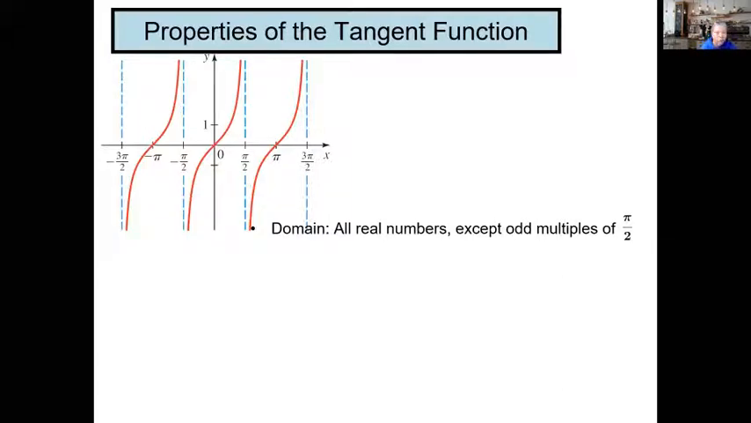Okay, then what about the range? Range, as you see, is going to cover from negative infinity to positive infinity. Vertically, this tangent graph is all continuous.